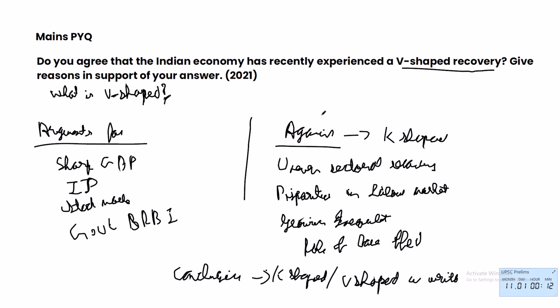So guys, for today's answer writing, do use this question: do you agree that the Indian economy has recently experienced a V-shaped recovery? Give reasons in support of your answer. It comes for 15 marks, which is like 250 words. So do try answering this and put it in the group for peer-to-peer evaluation.